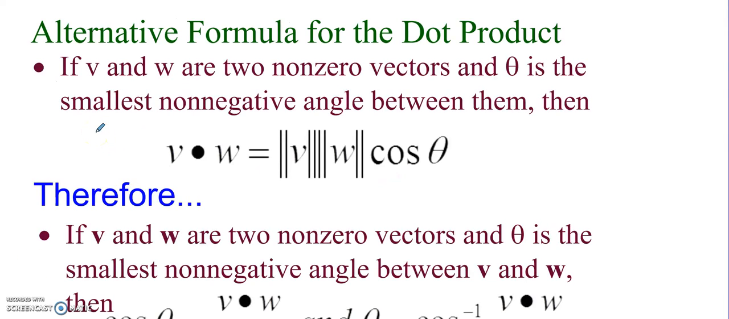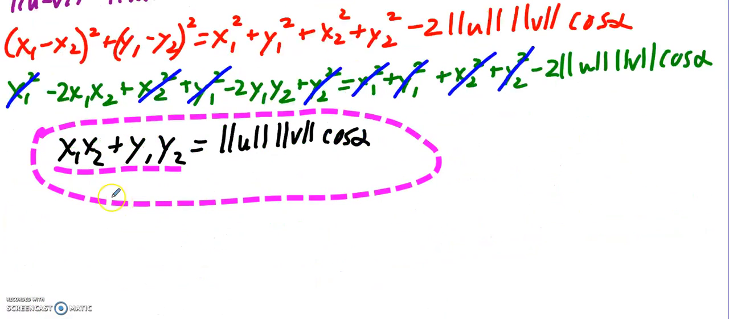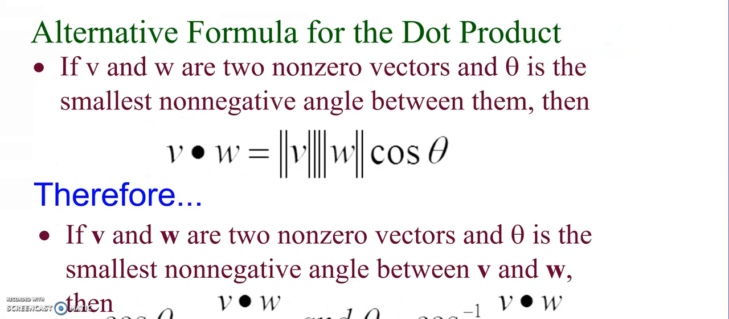Another way we can write the dot product, think about back when we did our law of cosines at the very beginning. That was fun. Remember that? We had x1 x2 plus y1 y2 equals magnitude u, magnitude v, cosine alpha, where alpha is the angle between the two vectors. So this is the dot product. So I can also set it equal to magnitude u, magnitude v, cosine alpha. This is what we call the alternative form.